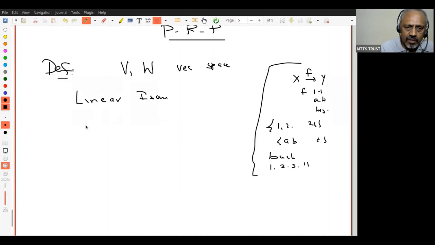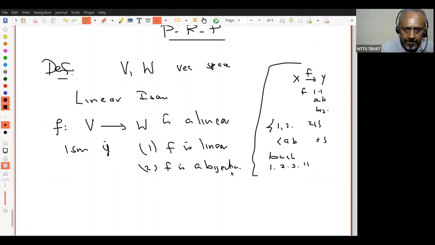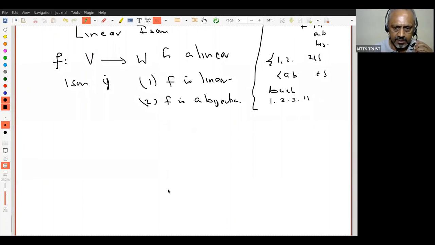Okay. I want to say a linear map f is a linear isomorphism if one, f is linear, and two, f is a bijection. Okay, so as I said, theoretically it should be a bijection, but it also preserves the structure. What is the structure? It preserves addition, and it also preserves scalar multiplication. That's what is meant by saying it's a linear map. Okay. I hope all of you understood this. This is a linear isomorphism.